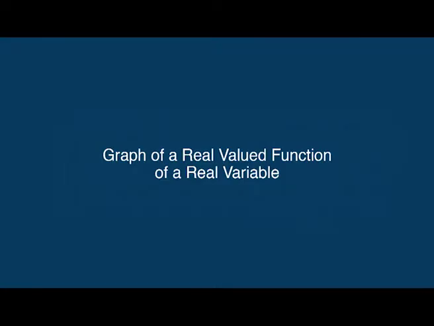Graph of a real valued function of a real variable. When we consider a real valued function of a real variable, both the domain set A and the target set B are subsets of the set of real numbers. Hence, the graph of a real valued function f is a subset of R cross R equal to R square, the plane, and is a relation from R to R.